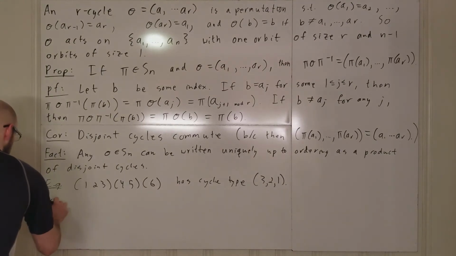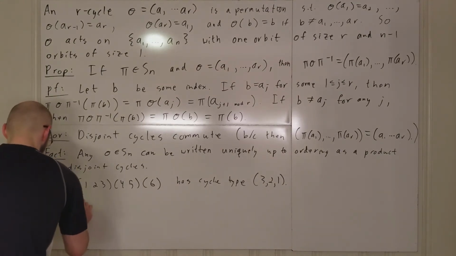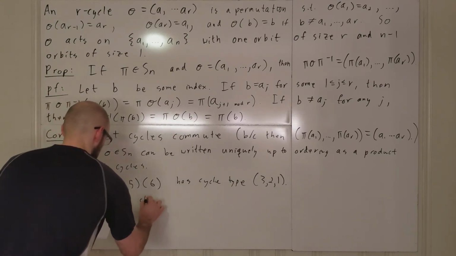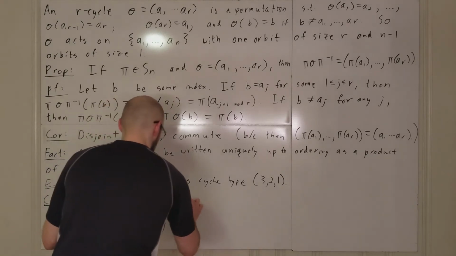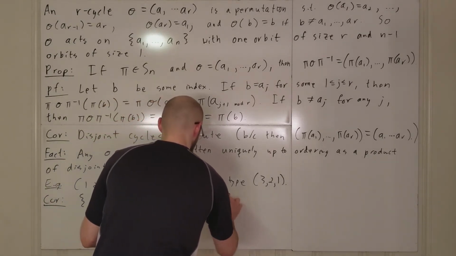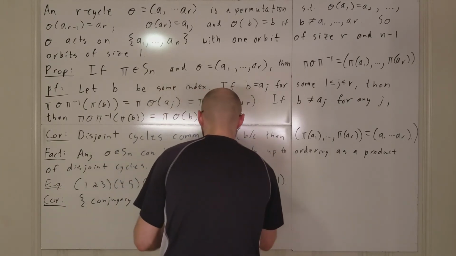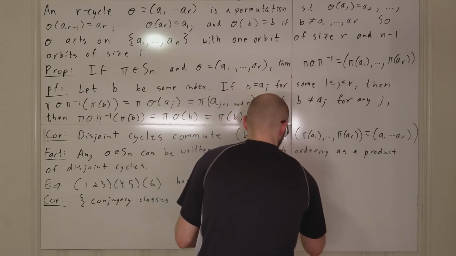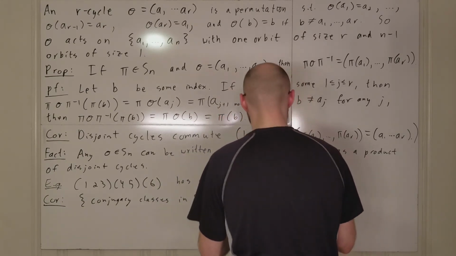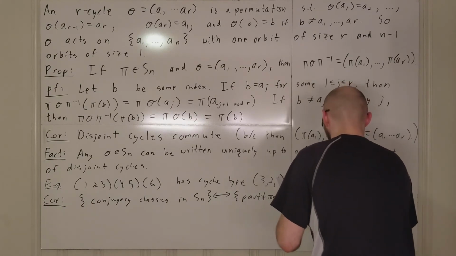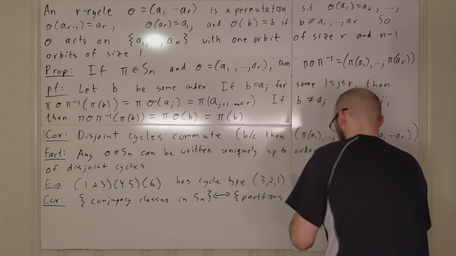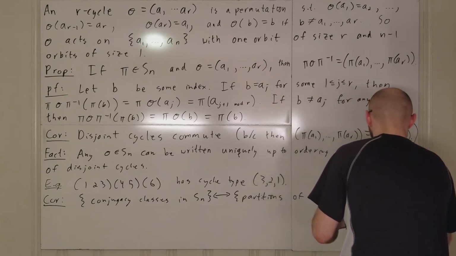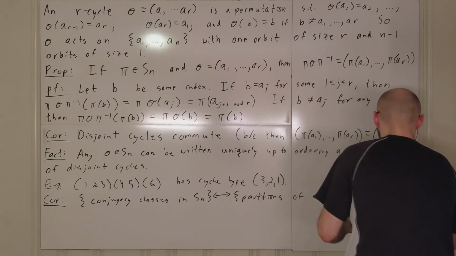So a corollary of this fact is that conjugacy classes in Sn are in one-to-one correspondence with partitions of n, and you can write this as lambda 1 greater than or equal to all the way up to lambda L, which is strictly greater than 0, where the sum of the lambda i's is equal to n.